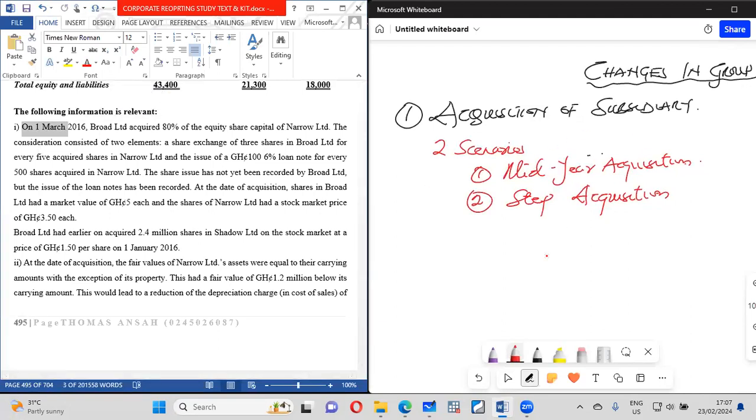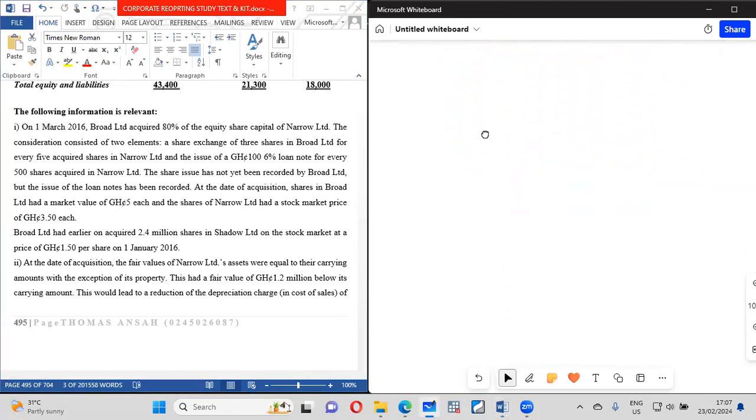So you see that it's an immediate acquisition. Now let's go on to read so that we can do the diagram working, which is IFRS 3 acquisition accounting. Because they bought 80%, that is it. They used two elements: a share exchange of 3 shares in Broad for every 5 acquired, and also an issue of 100 CD 6% loan note. The share issue has not been recorded by Broad, but the issue of the loan note has been recorded, so we don't need to create a liability anymore.